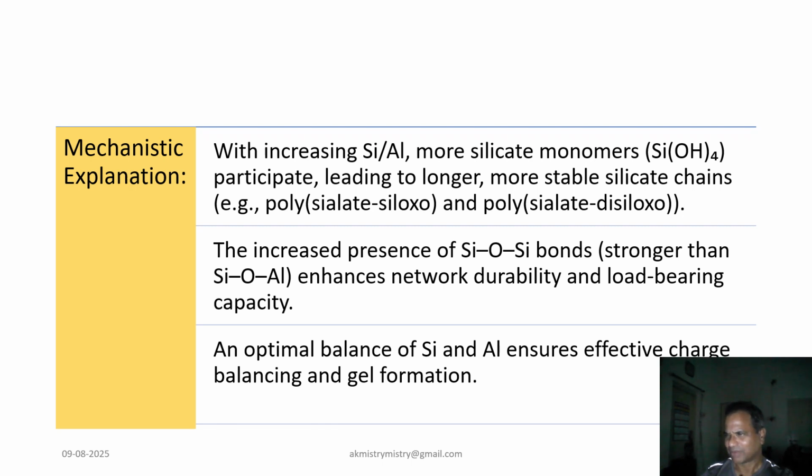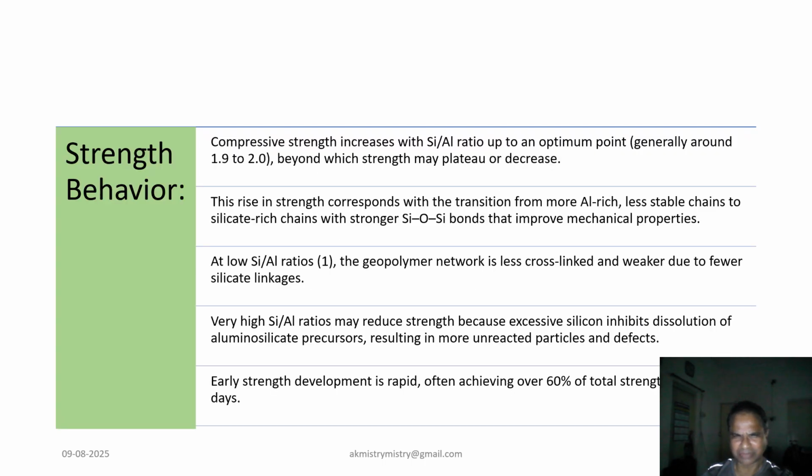Now coming to the strength behavior, which is also very important. Strength increases with silica alumina ratio up to about 2.0. After that it may drop. So a low ratio makes a weak structure, a high ratio gives strong bonds but can cause mixing problems. So more strength develops in the first 7 days, and this also we need to remember.